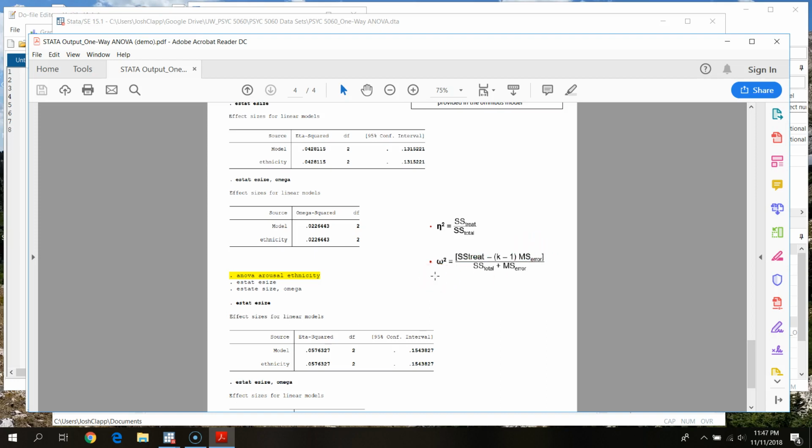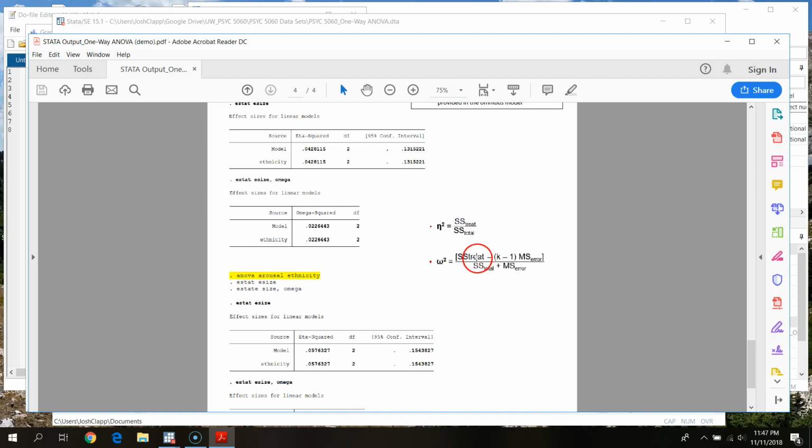And so what we can do is calculate an omega squared. Omega squared is still going to be positively biased, but it's going to be less positively biased than our eta squared. Okay, so if eta squared is interpreted as the proportion of variability in the outcome that's attributable to the grouping factor for these data, this is going to be the same interpretation, except we're talking about within the population.